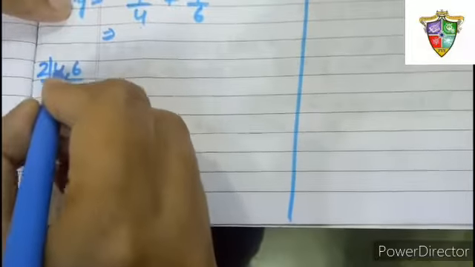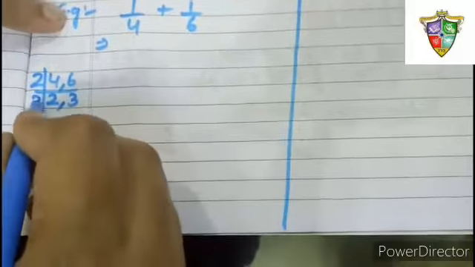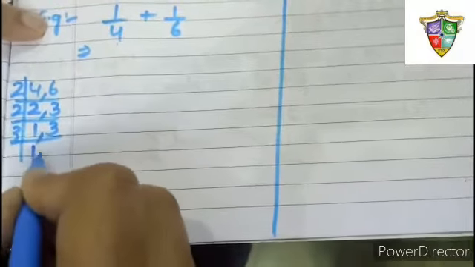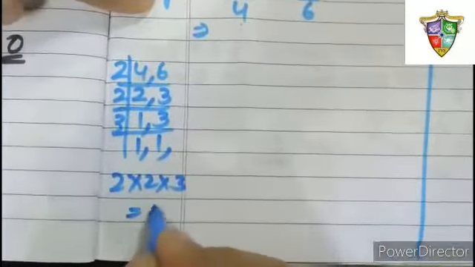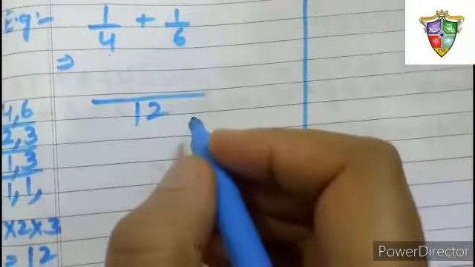First of all, divide 4 and 6 by 2. 2 2s are 4, 2 3s are 6. Again, 2 and 3, and then divided by 3 you will get 1 and 1. So 2 into 2 into 3, which comes to 12. So your LCM has come 12.